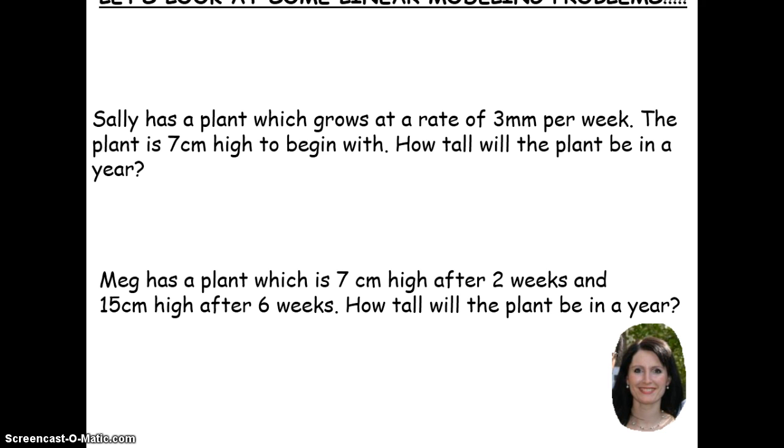So here are two problems. Sally has a plant which grows at a rate of 3 millimetres per week. The plant is 7 centimetres high to begin with. How tall will the plant be in a year?